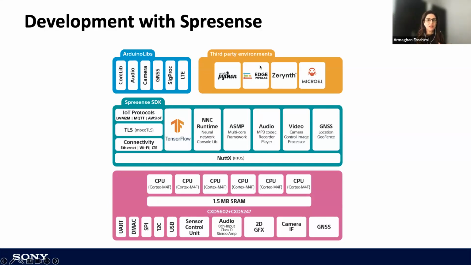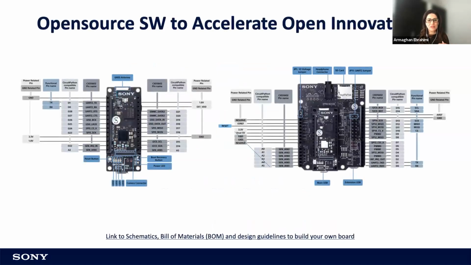We also work with third-party companies like Python, Edge Impulse, which is providing ML for our board, and Zerynth and MicroEJ. So this is just to give you an overview of how you can develop with Spresense. What I suggest is when you start with Spresense, go with Arduino, learn what to expect, connect the camera, see if you can take pictures, and then move to the SDK, because there you have all the support and libraries available. Let's wrap up here and then move on to Edge Impulse and others quickly.